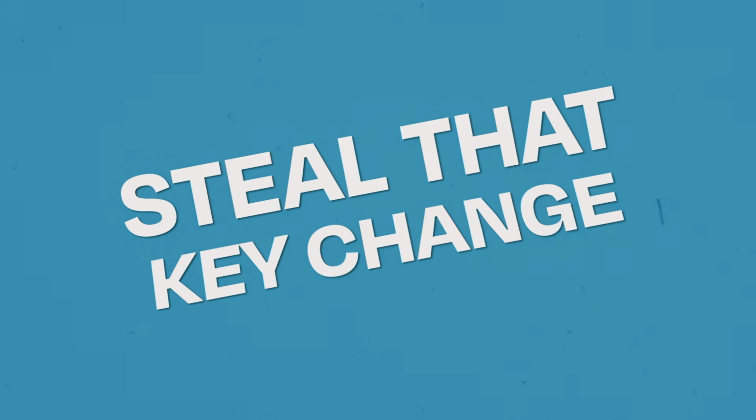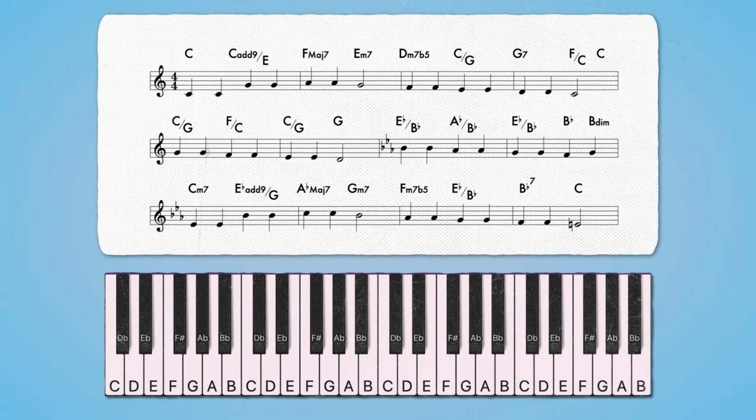All right, last but not least, you know what time it is. It's time to steal that key change! So I'm gonna apply the Menken modulation to everyone's favorite song, Twinkle Twinkle Little Star. And as you can see, we've got a lot of chords in this reharmonization, but the part I want you to pay special attention to is the key change right there.